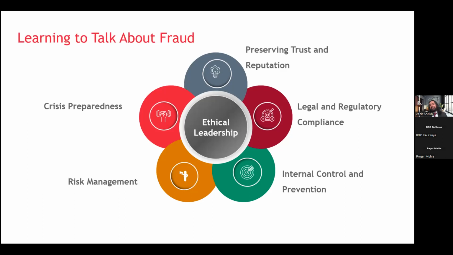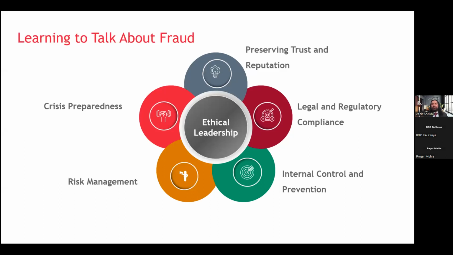The other aspect is legal and regulatory compliance. Legal and regulatory authorities, as we know, often require organizations to disclose instances of fraud. And failure to comply with these requirements can result in severe penalties, fines, and even legal consequences. On the other hand, openly discussing fraud incidences and demonstrating a commitment to rectifying issues can positively influence regulatory perceptions and outcomes if and when a fraud actually happens.